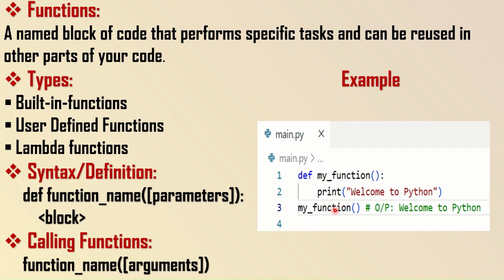And in the third line, if you can see, I'm calling the function with the name which I defined in the first line. So I have defined a function with the name my_function. With that same name, I'm calling the function with the help of the function name followed by parentheses. Since in the function definition we don't have any parameters, while calling the function I'm also not passing any parameters. So this is the simple example I have given.